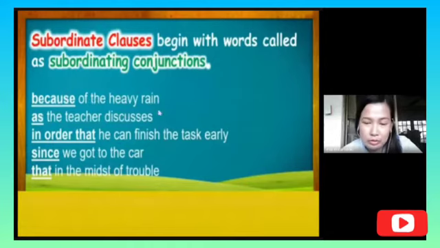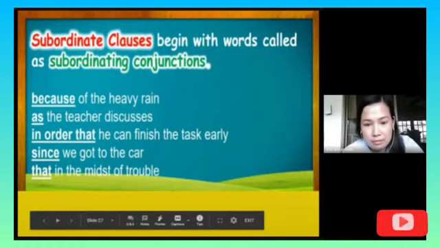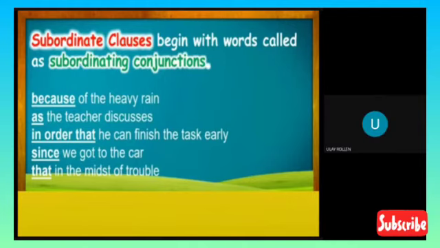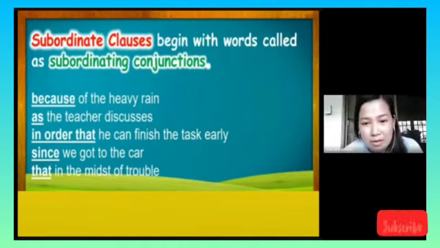Dahil sa ulan. So, ano ngayon? So what? Ano pwede nating i-connect dyan to complete the idea or to complete the sentence? Because of the heavy rain, who wants to recite? Because of the heavy rain, ano ginawa mo? Ano nangyari? Because of the heavy rain, I can't go to school. Okay. Because of the heavy rain, we cannot go to school. Because of the heavy rain, a lot of people is suffering from floods, di ba?